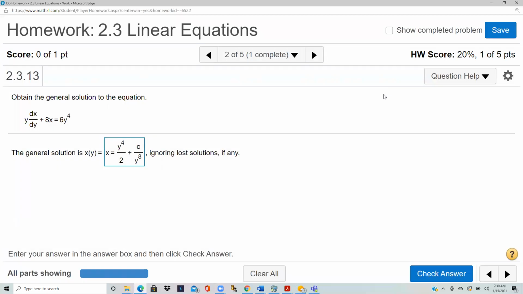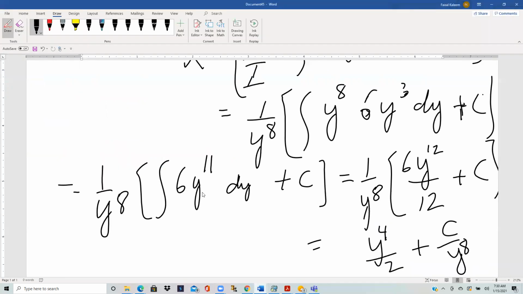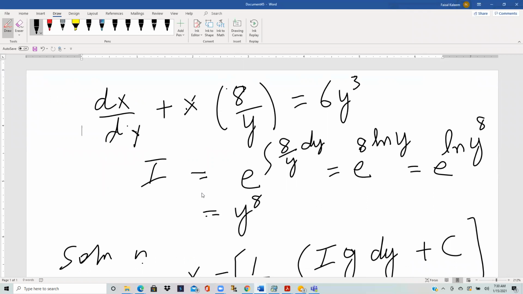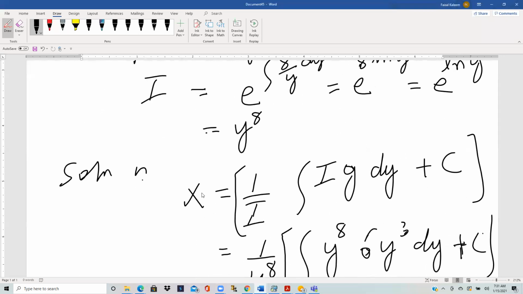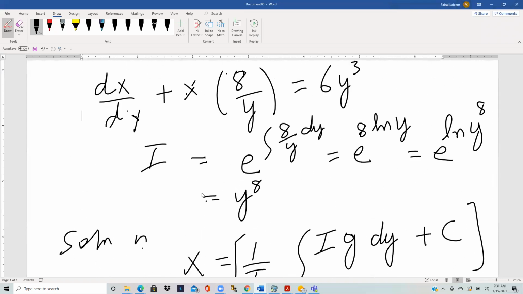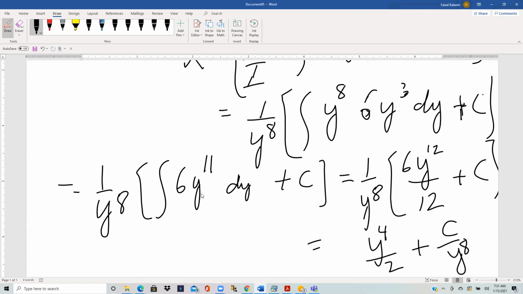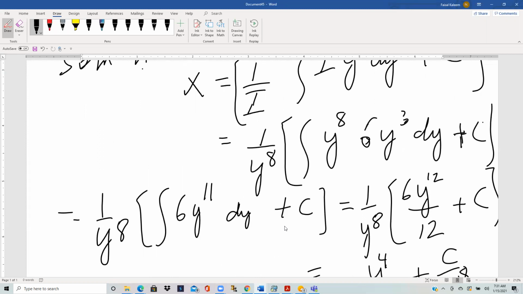Okay, so what's wrong? Y power 4 over 2 plus c over y power 8, 8x over y. So let's see, where's the mistake? 8 over y, integral, okay. Y power 8, okay. 6y cube, so that's 6y to the 11th. So that'd be 6y^12 over 12. Y^4 over 2 plus c over y power 8. That looks right. Let's see.